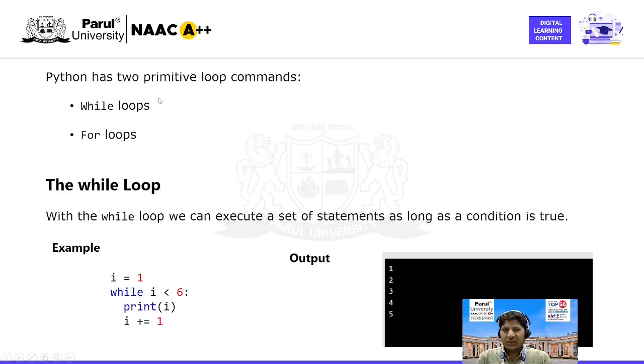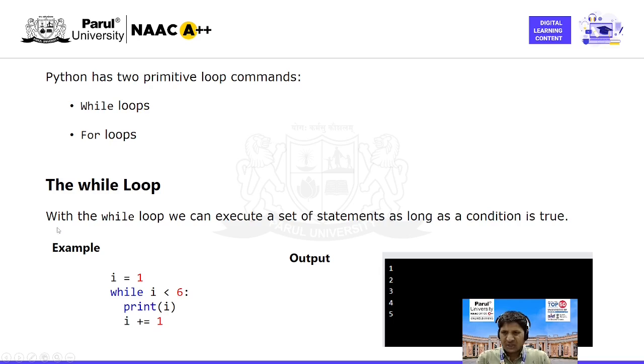Python has two. Now we discuss how many types of loop are provided by Python. There are two types of loop in Python. One is the while loop and another is the for loop. With the while loop, we can execute a set of statements as long as a condition is true.